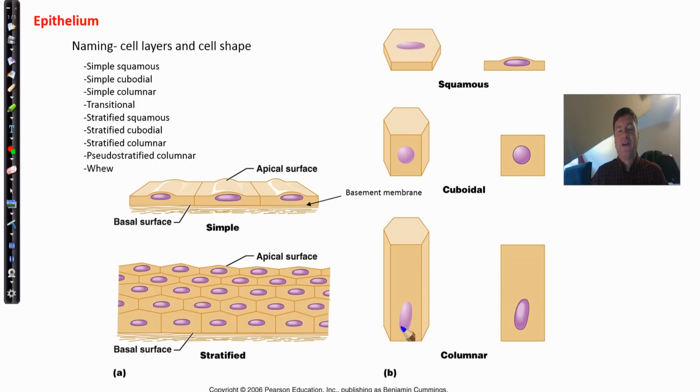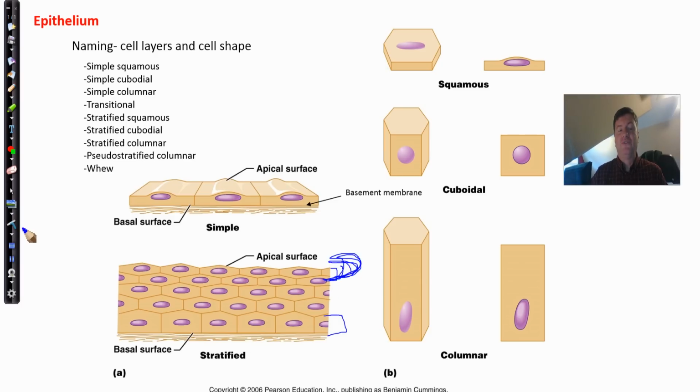Now, once again, it's important we're talking about the cells on the apical surface when we name tissue, because these cells up here look really kind of flat. These cells look closer to cuboidal. So we have to be careful that we're only looking at the cells on the outermost upper part of the tissue layer when we name it.